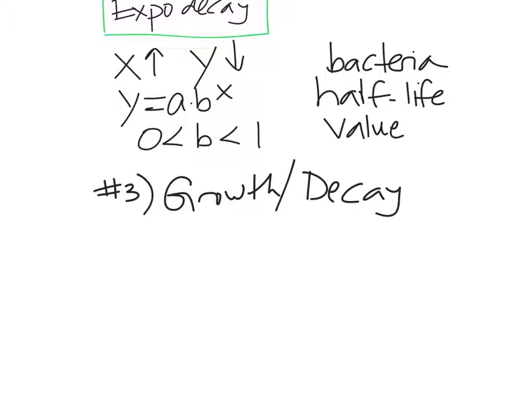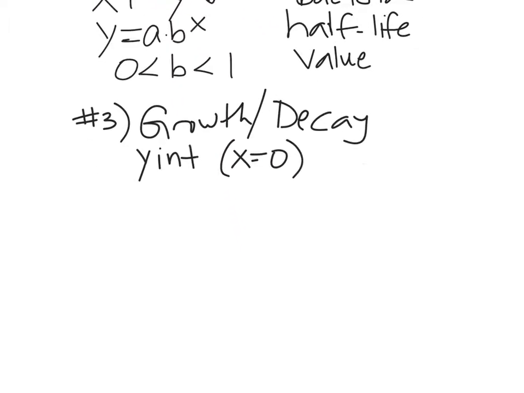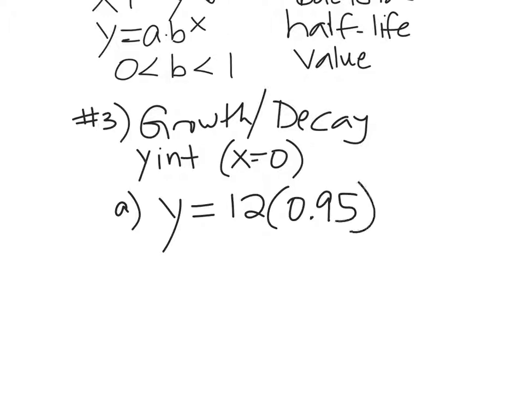We want to find the y-intercept, though, by letting x equal 0. Okay? And we just have to say growth or decay. So here we go. Suppose I have an exponential function that looks like this. Y equals 12 times 0.95 to the x. Now, to determine if something is growth or decay, all you are doing is looking at this number right there. The number that the exponent is sitting on.